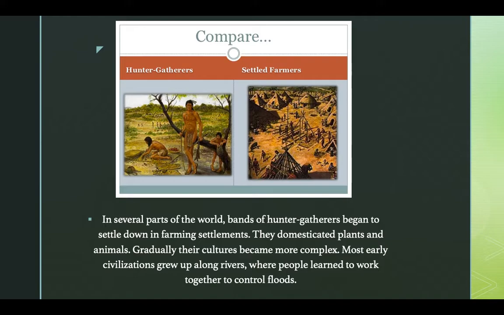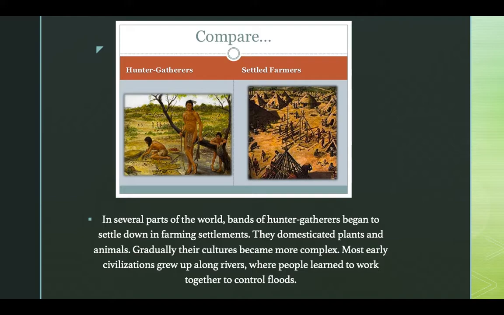This is the background for this section. So it says that in several parts of the world, bands of hunter-gatherers began to settle down in farming settlements. They domesticated plants and animals. Gradually, their cultures became more complex. Most early civilizations grew up along rivers where people learned to work together to control floods.